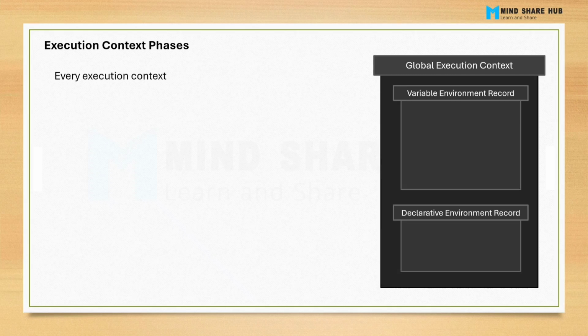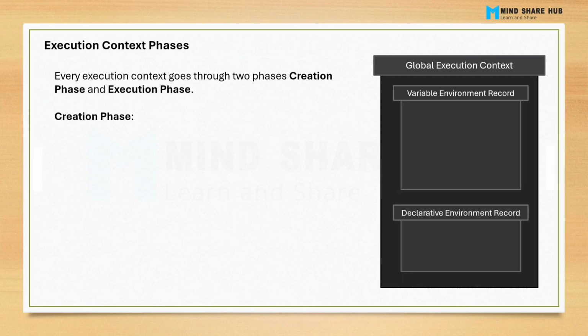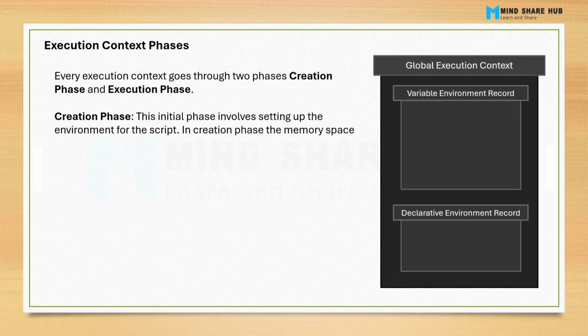Every execution context goes through two phases: creation phase and execution phase. Creation phase: this initial phase involves setting up the environment for the script. In the creation phase, the memory space is set up for the variables and functions.